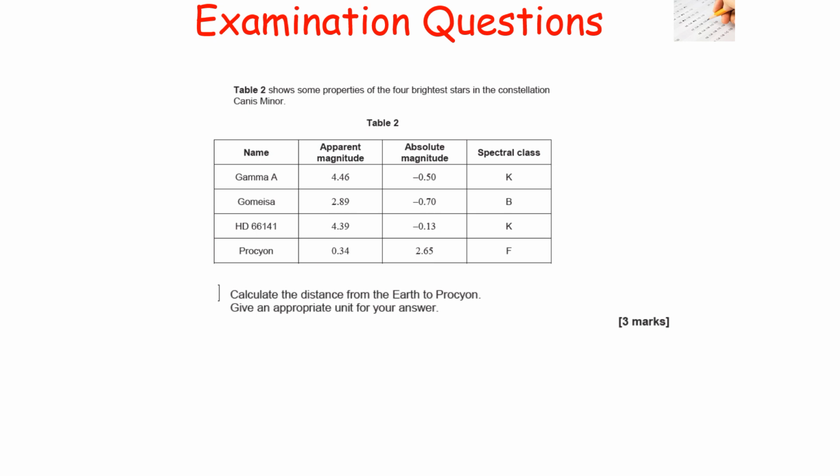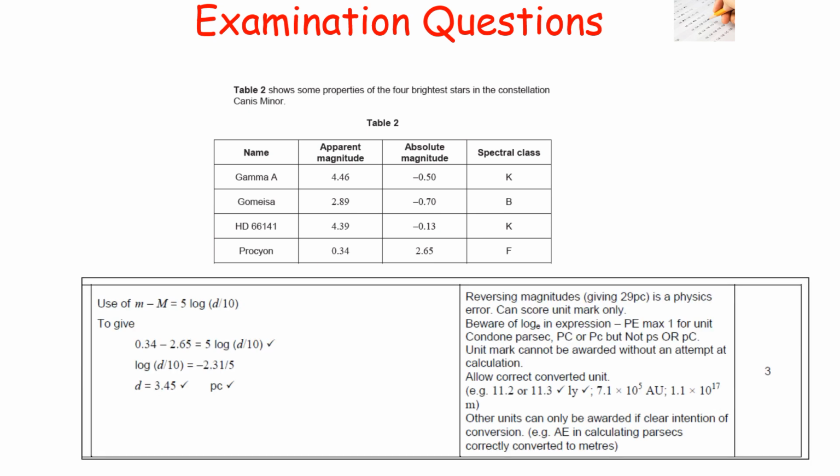Right, so how to answer this particular question? Well, you've got to use your equation: apparent magnitude minus absolute magnitude equals 5 log d over 10, where d is given in parsecs. So you've got small m, which is the apparent magnitude, and you've got big M, which is the absolute magnitude. So you pop your values into your equation and you rearrange it to make log d over 10 the subject. And at that point, you can then work it through and you get d is equal to 3.45, and you've always got to give your distance with this equation in parsecs, so that is the unit to use.